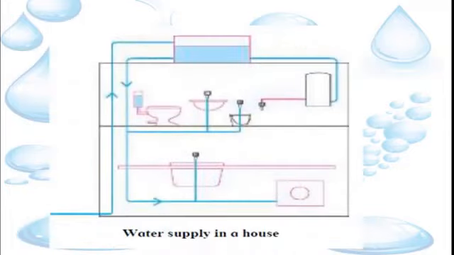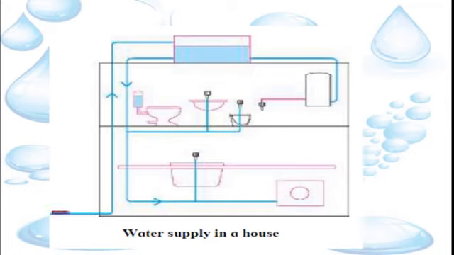Now dear students, this is our house plan. Here we will go through how water is supplied in a house. Now dear students, we need water in the kitchen, the toilets, the bathroom and the sink at the same time. Correct? We need water. Now here is how the water flows.